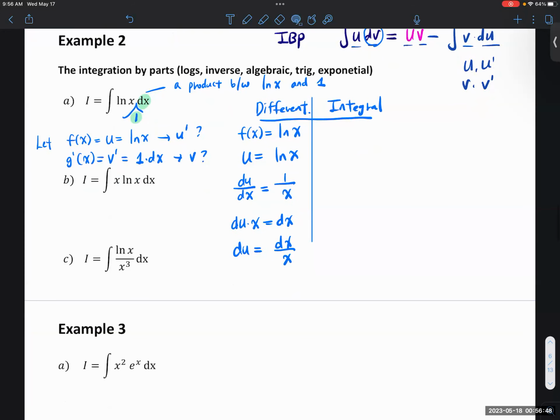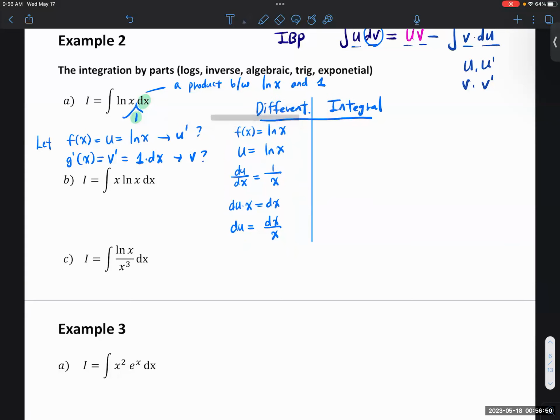So from there, we found out u and u prime. U equals ln x. And then we found out u prime, which is 1 over x. Here's a 1 over x dx. That's your u prime, 1 over x. So we found out that information. U is ln x. Taking the derivative of ln x, it is 1 over x. So we got it.